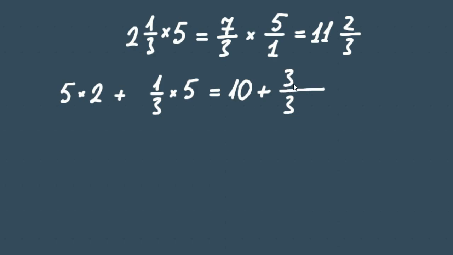5 I write it down as the sum of 3 and 2. I write it down as the sum of two fractions. Here we get 1. And in the end we get the same fraction 11 and 2/3.